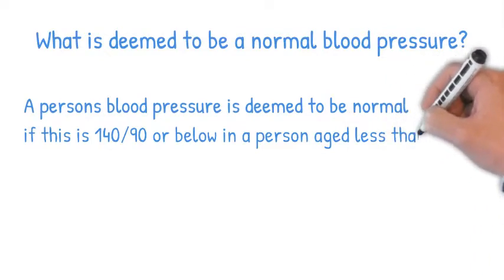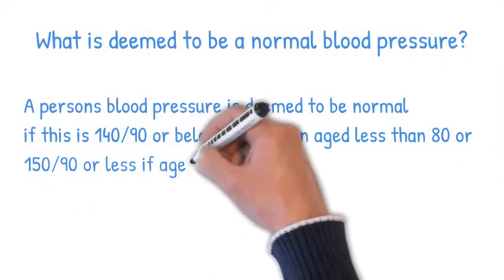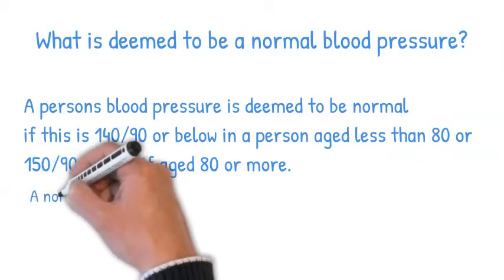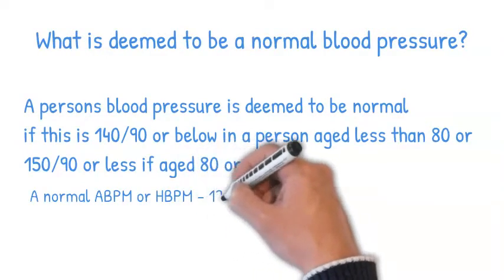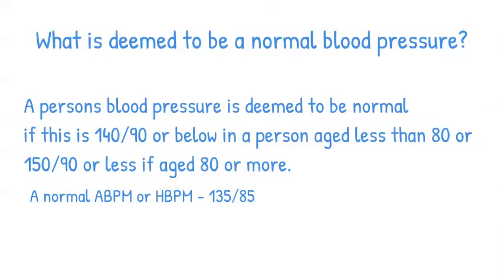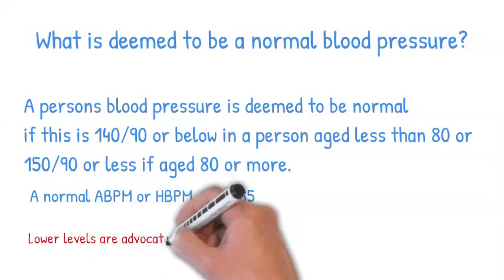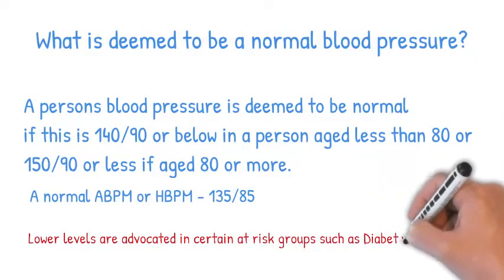For an ambulatory blood pressure monitor or a home blood pressure monitor, then we'd be looking for a normal level of being 135/85 or less. Also, please note there are certain chronic diseases where we may be looking for blood pressures lower than the normal blood pressure we'd indicated above. So, for example, in diabetes, for most patients, we'd be looking at blood pressures of 135/85 or less in a clinic situation.